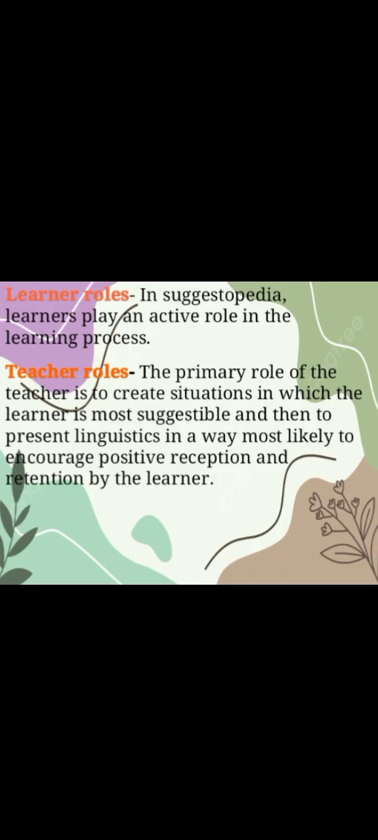There are two kinds of people who play a vital role in learning and teaching activities, and these are the learner and the teacher. Learner roles. In Suggestopedia, learners play an active role in the learning process. They are considered capable individuals with innate potential for language acquisition. The mental state of the learners is critical to success, which is why learners must forgo mind-altering substances and other distractions and immerse themselves in the procedures of the method.